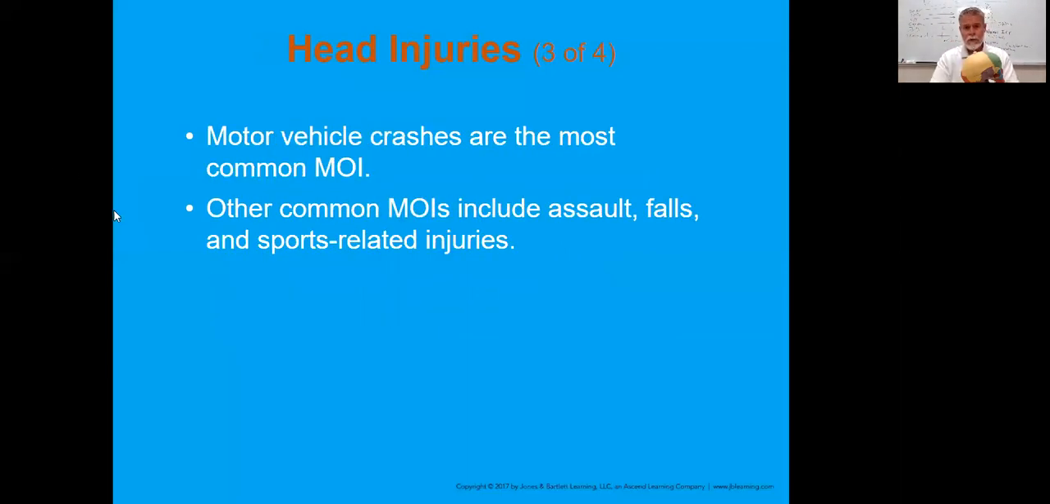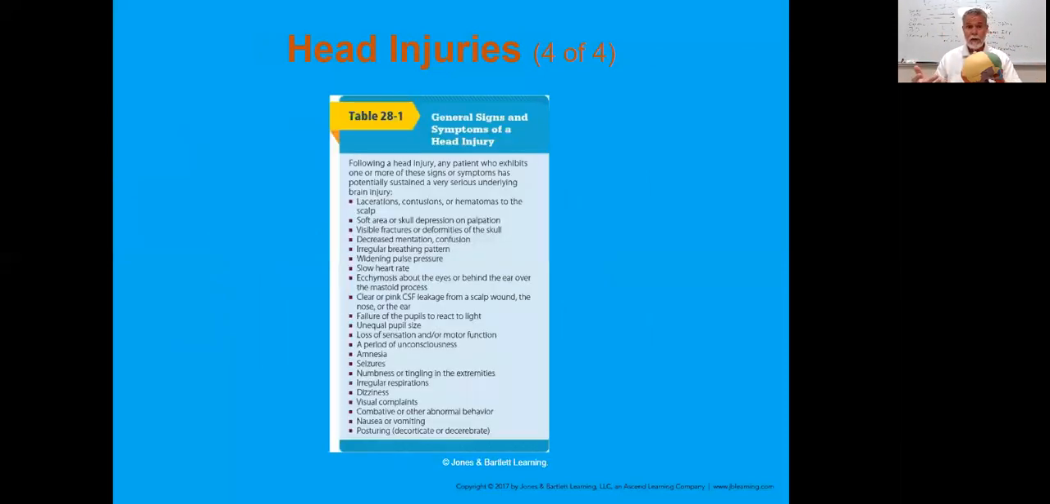The motor vehicle crashes, this is the most common mechanism of injury for that. And there are other things, assaults, falls, helmet to helmet, sports related injuries. Those too are mechanisms of injury that we have to be aware of.